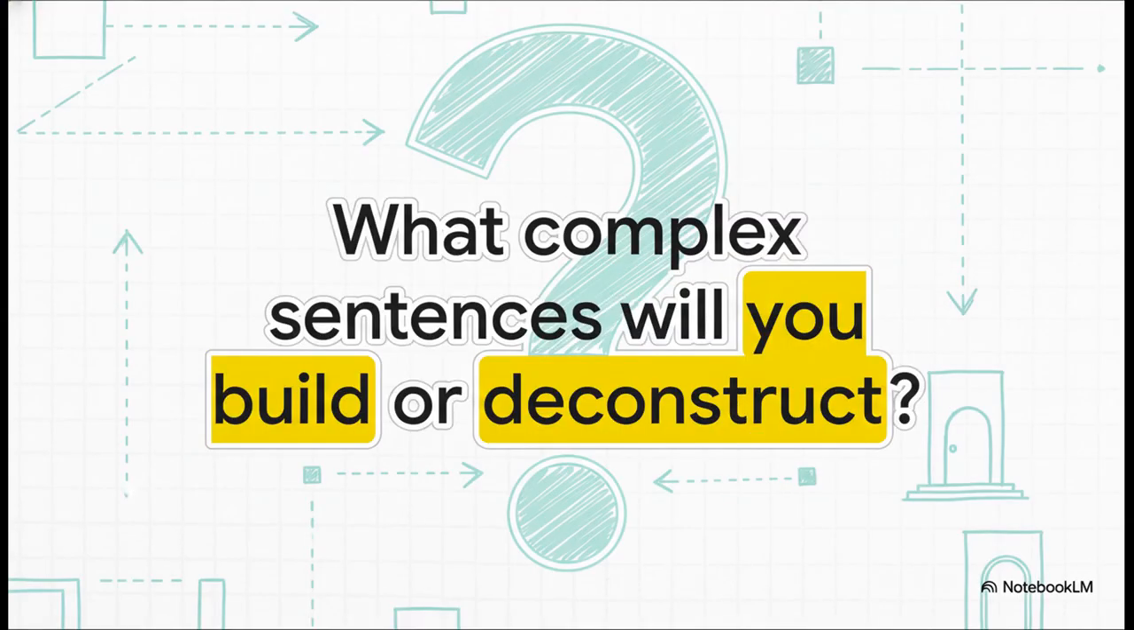So when you get down to it, what we've been looking at isn't just a dry set of grammar rules. It's the architectural blueprint of the sentence itself. And once you understand that blueprint, you can move past just translating word for word, and you can start to see the elegant logic that holds the whole thing together. So the question is, now that you know the blueprints, what complex sentences are you going to go out there and build or deconstruct?